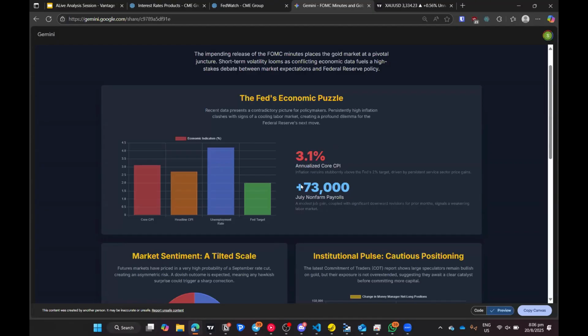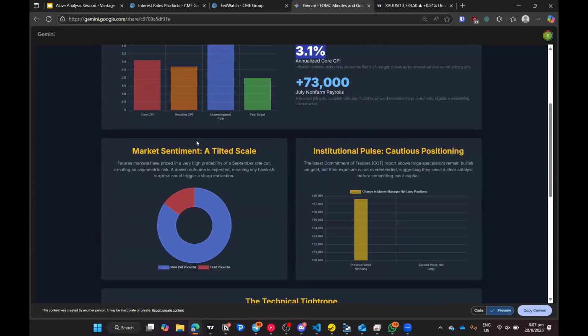In terms of the non-farm payrolls, only 73,000, and I think the consensus was about 121,000. So fewer jobs created, and a higher inflation rate, which are two of the key statistics that the Federal Reserve is watching. Market sentiment, again, this is subjective, but 85% think that the rate cut is already priced in, and 15% think that the rate cut hasn't been priced in.